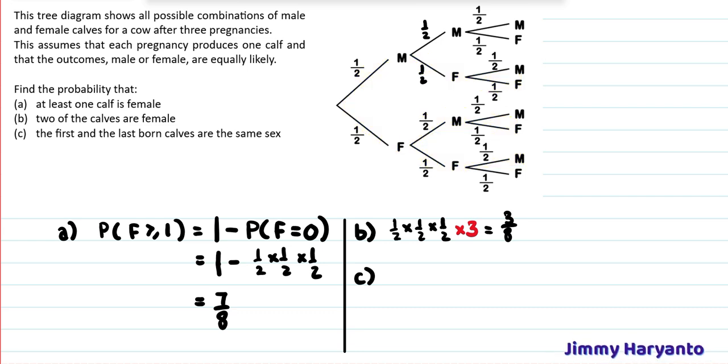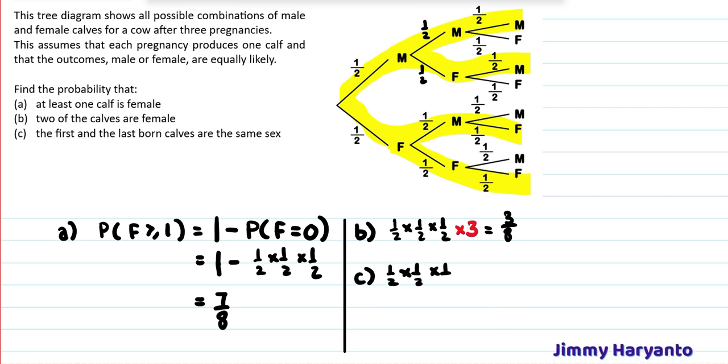Okay, so the first and the last, yeah, so it will be this one, and then this one also, and then for this one it will be this one and that one. Okay, so we have half times half times half. We are lucky because all of the numbers are the same, so we can just simply multiply it by 4. We have 4 possibilities: 1, 2, 3, 4. So you have 1 over 2 as the result.